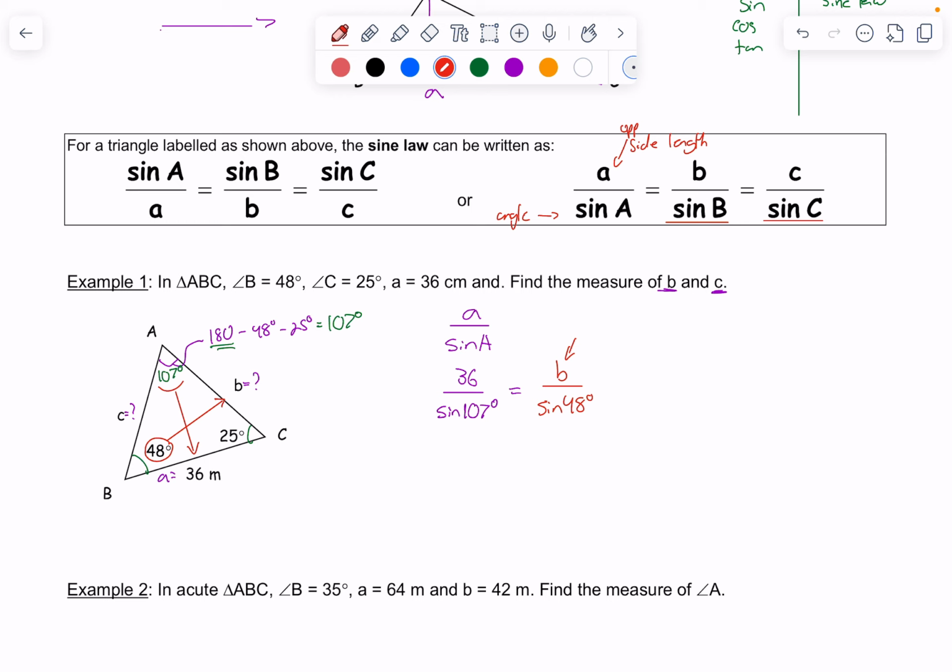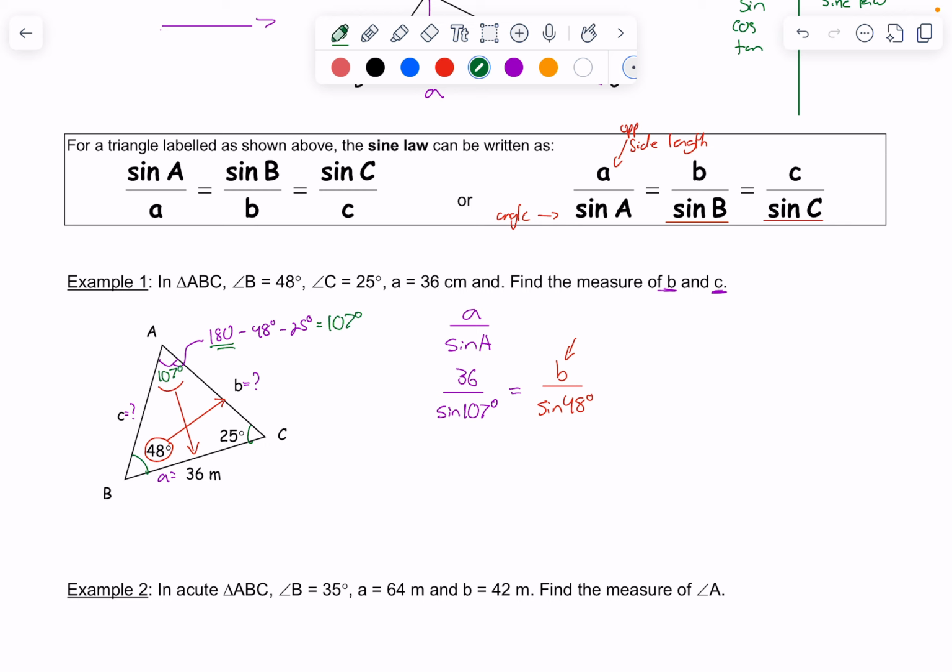So the whole sine law only works if you have some combination of a side length or an angle and its opposite side length. You need that, okay? So when you're approaching with sine law, that's your goal: find some angle and its opposite side length. Once you do that, just fill in the blanks and find the others.